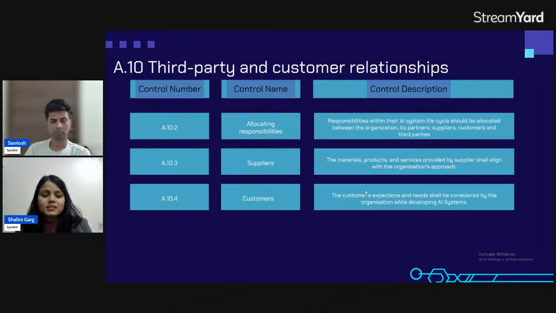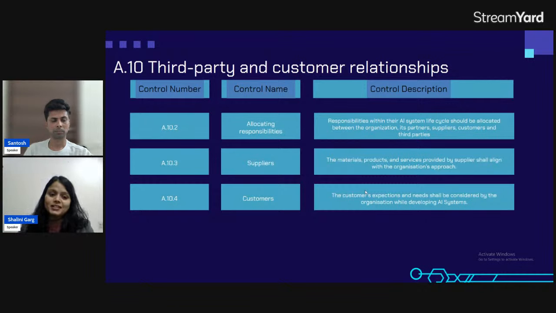When processed data includes personally identifiable information, responsibilities are usually distributed between the PII processor and the PII controller. That's just an example. Now, what does the supplier say in that case? Suppliers can be used in a number of ways in an organization, like sourcing data sets, machine learning algorithms or models, or other components of the system. So a proper process shall be established to ensure whatever materials, products or services are provided by the supplier align with the organization's approach. We have to follow the policy in every standard, in every control. Now, the last thing is customer.